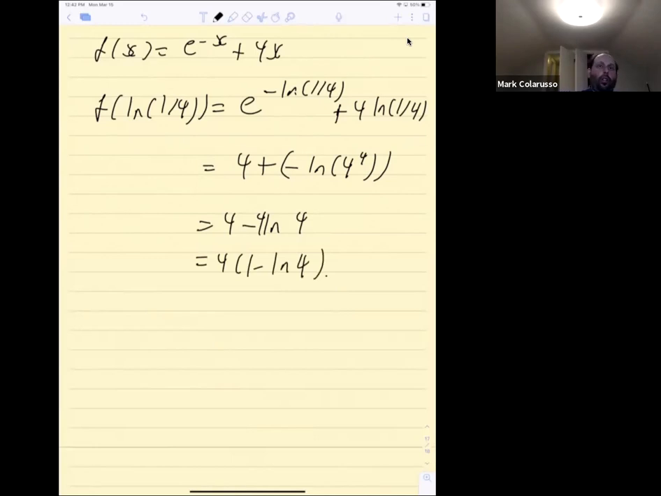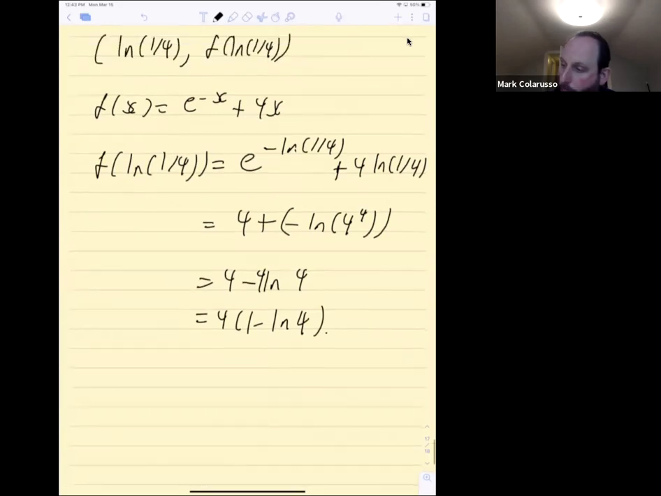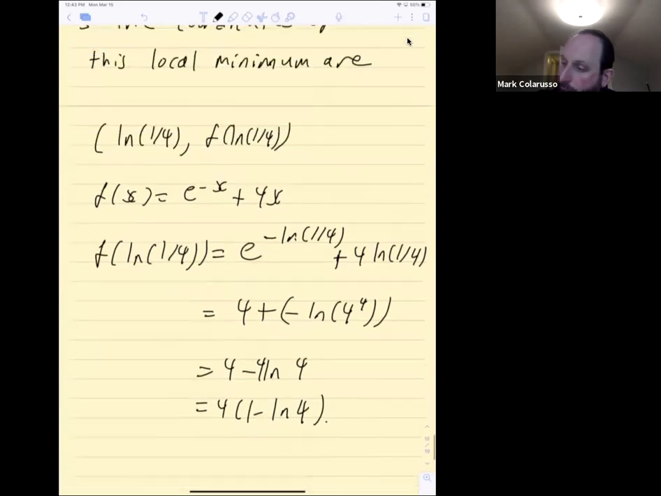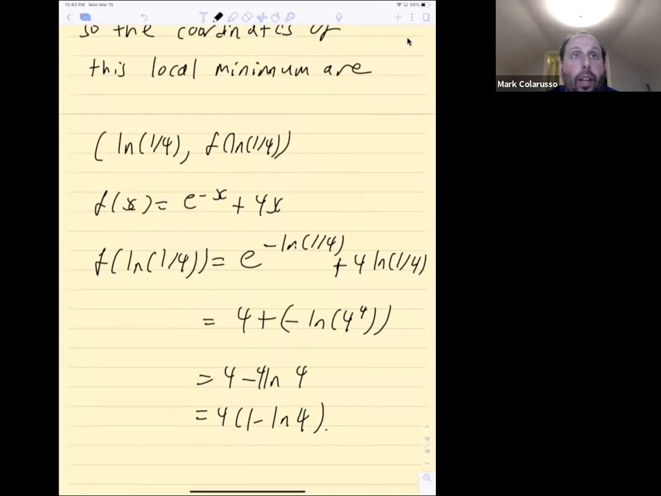Okay, you could go on trying to simplify this, but there's really no point. So I hope that's okay. And so those are the coordinates of the minimum point, with the x value being the ln of a quarter, and then the value of the function there is what you get. So I'll do one more problem and then we'll call it for this video.